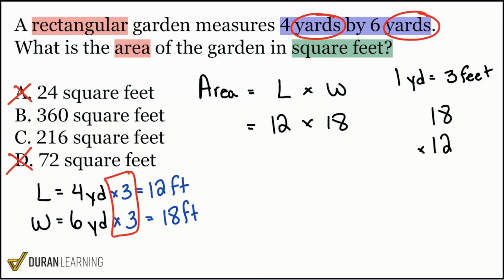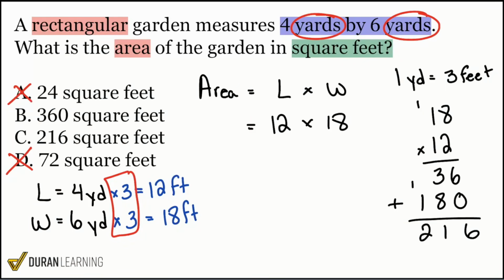18 times 12, 2 times 8, 16, carry the 1. 1 times 2 is 2, carry the 1 is 3. Bring down a 0, 8 times 1, 1 times 1, add it all up, and we end up getting 3 plus 8, that's 11, and then that's 2, and the area here is 216 square feet.